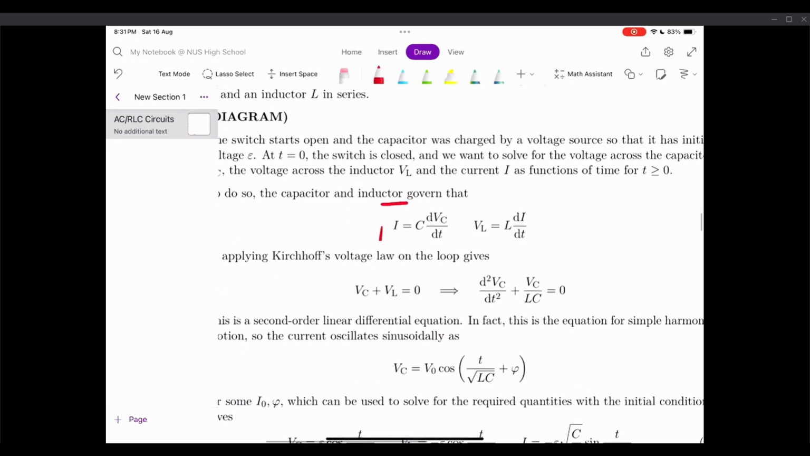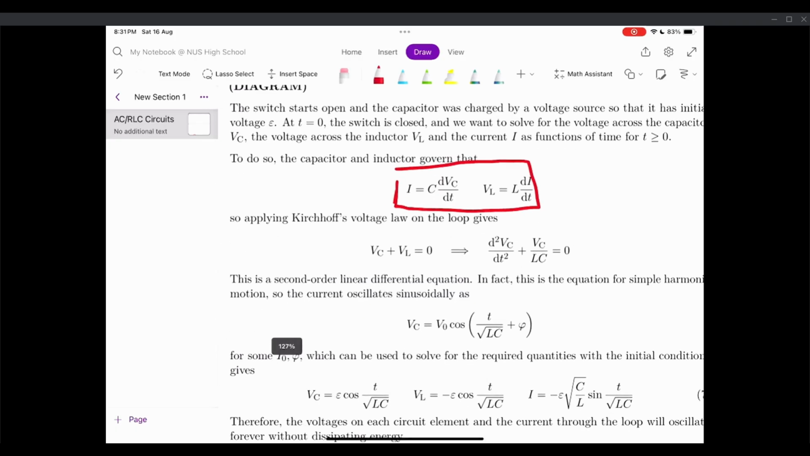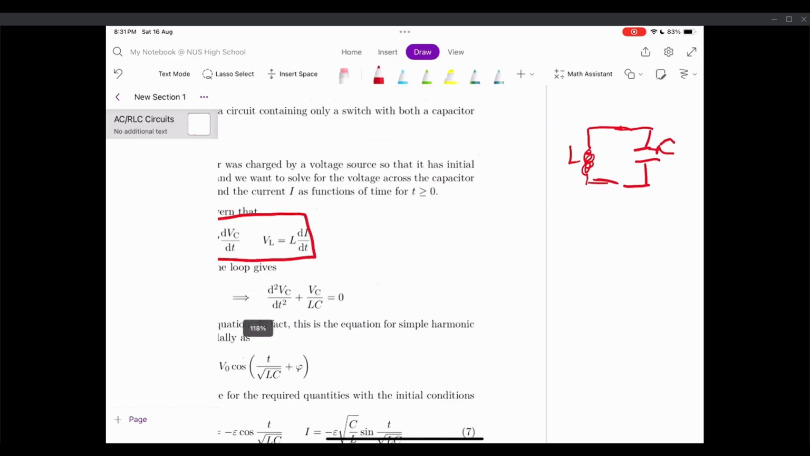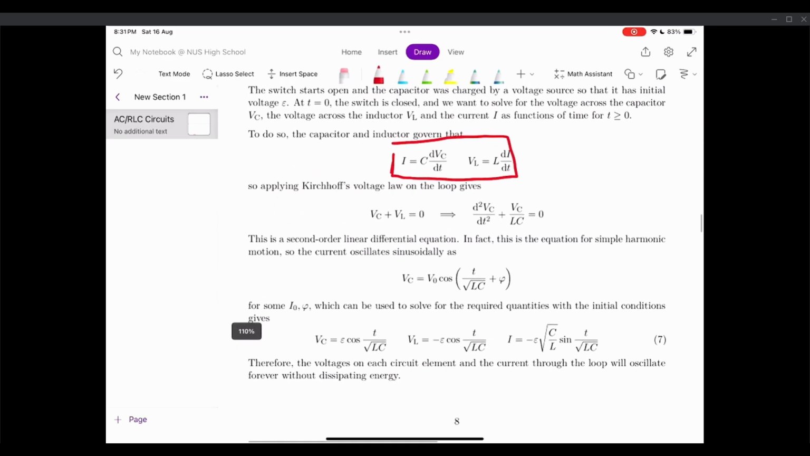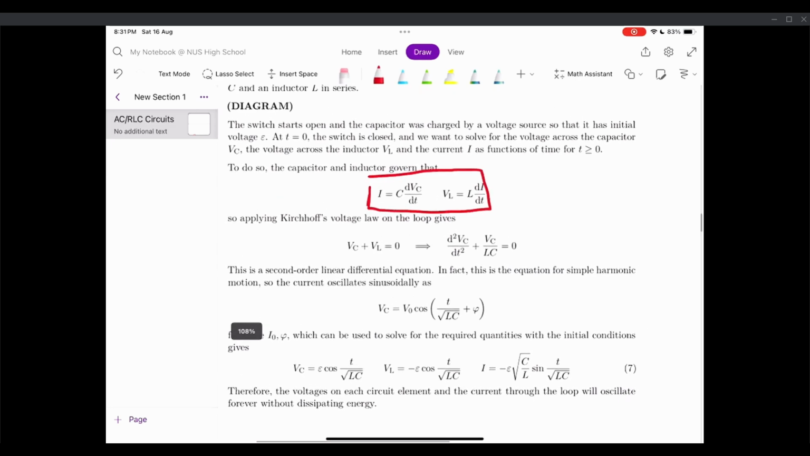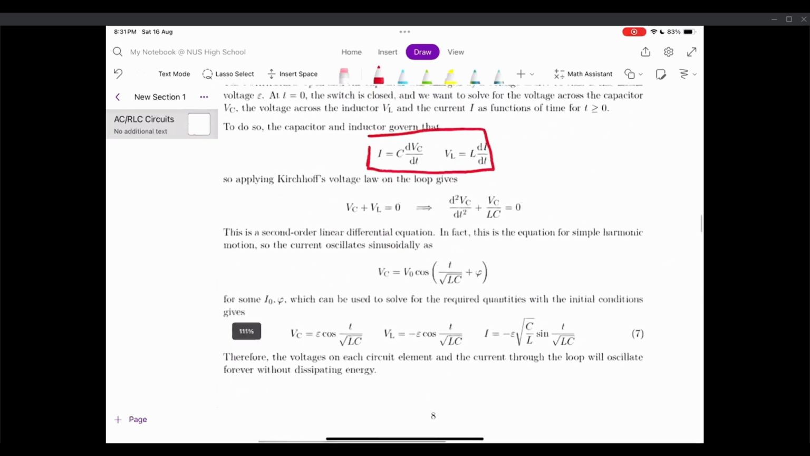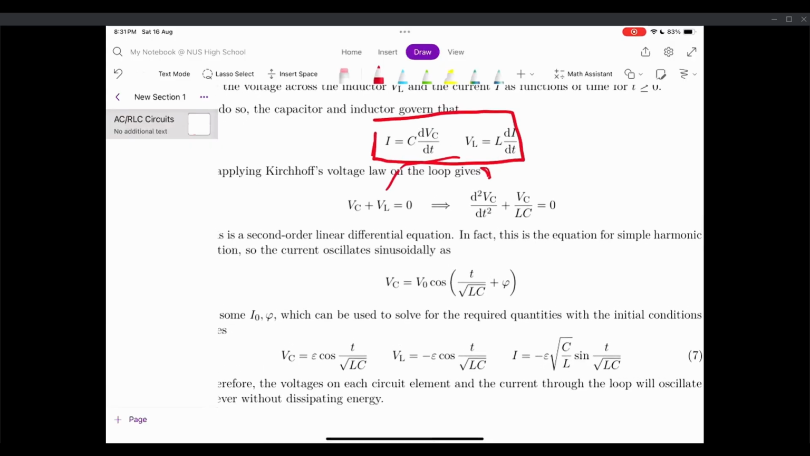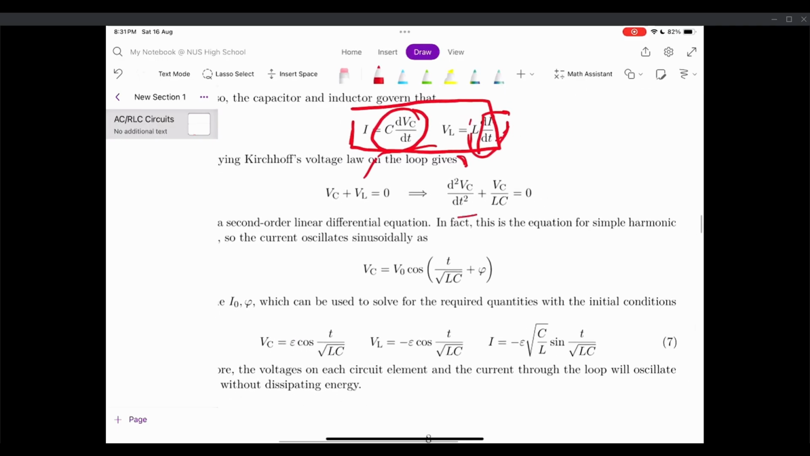Again, we get the two equations that we need, which are these two. We apply Kirchhoff's voltage law. Actually, here it seems we didn't have a battery, my bad. But we just have both of these together, and one of them has an initial voltage. And when we solve for this, how we get from here to here is that your VL is L di/dt, and this di/dt is obtained from the derivative of this. So that gives you this when you solve.